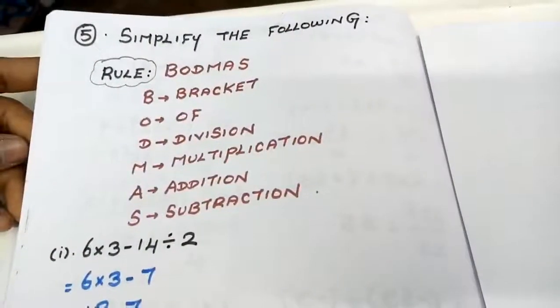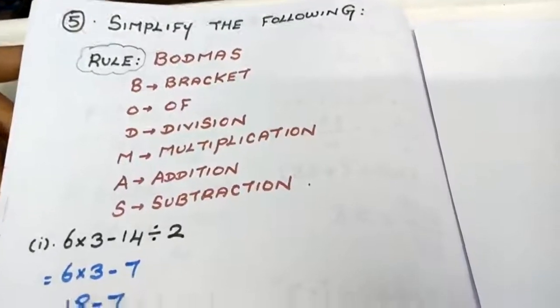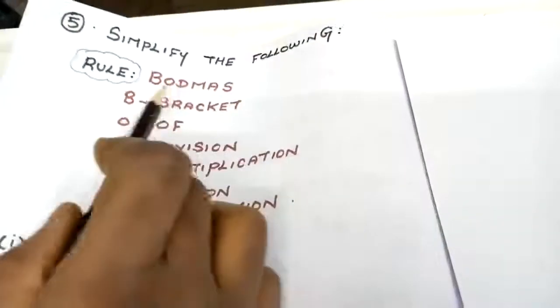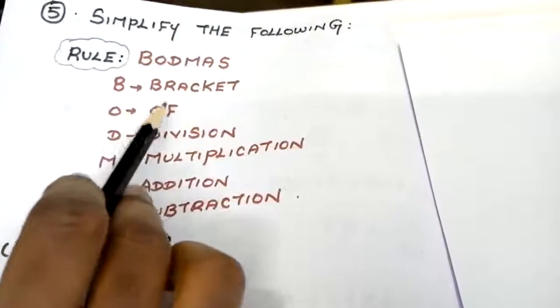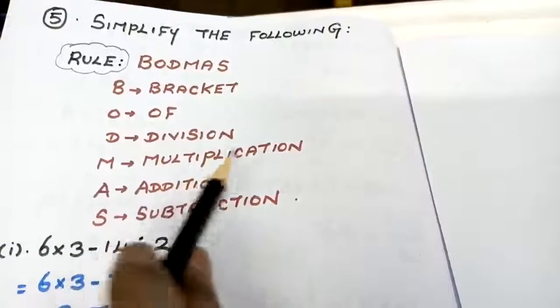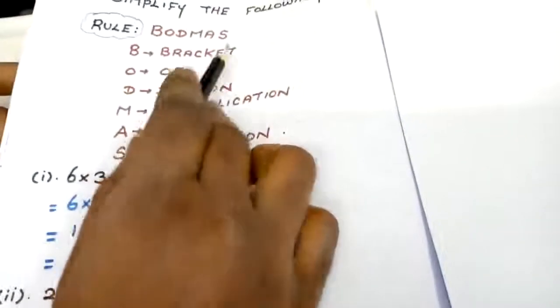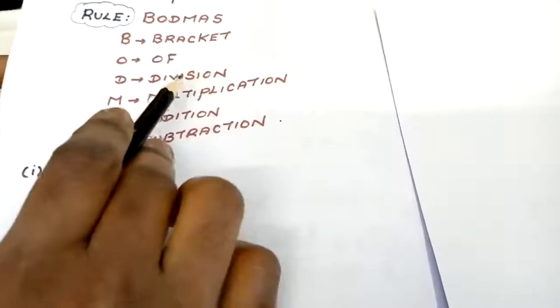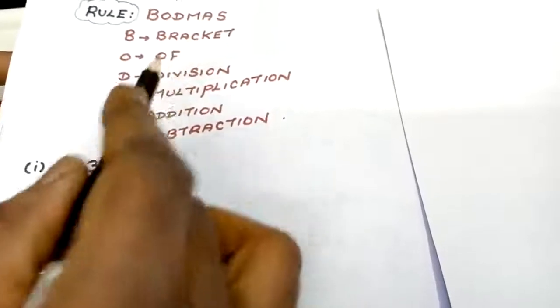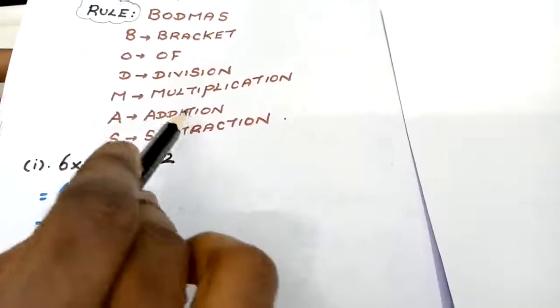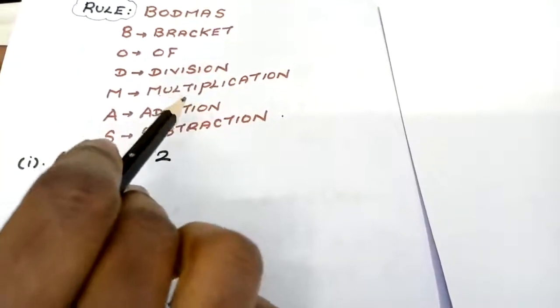Question, students: simplify the following. In this particular question we are going to apply the BODMAS rule, that is bracket, of, division, multiplication, addition and subtraction. The first preference goes to bracket, second to of, division, multiplication, addition, subtraction. You have to keep this order in your mind, students.